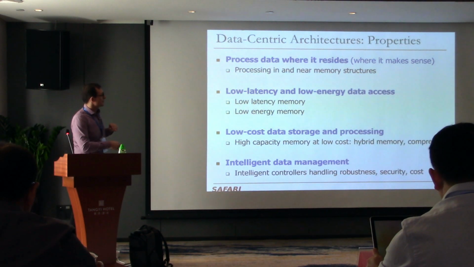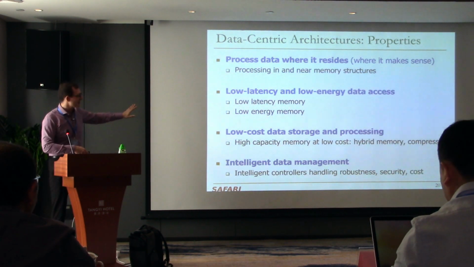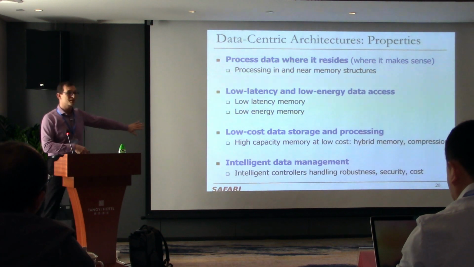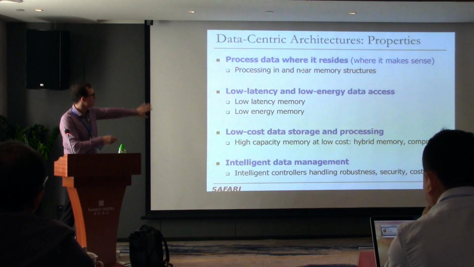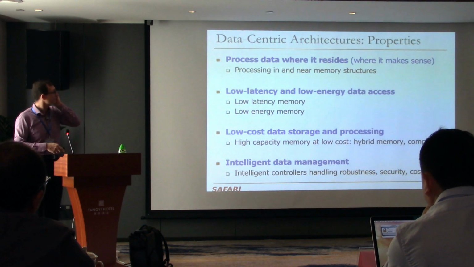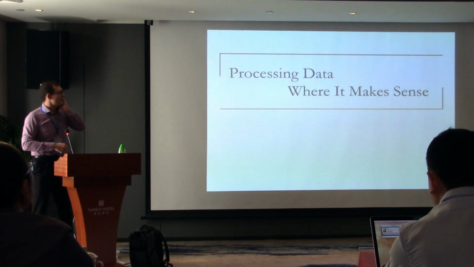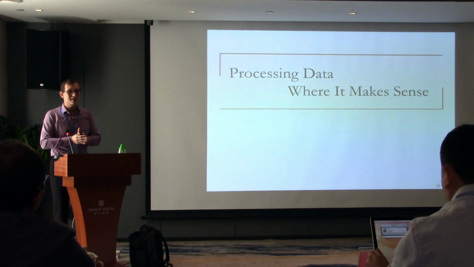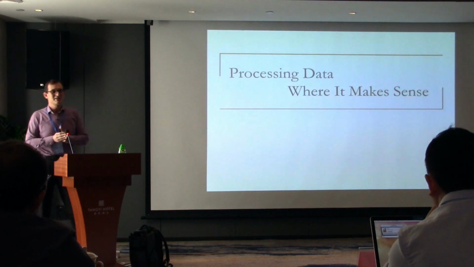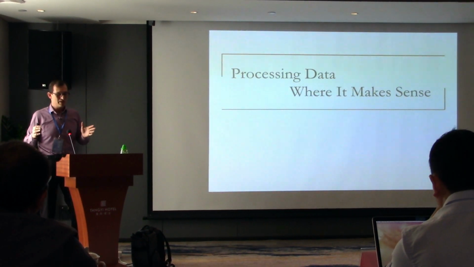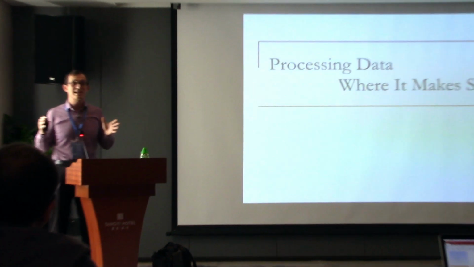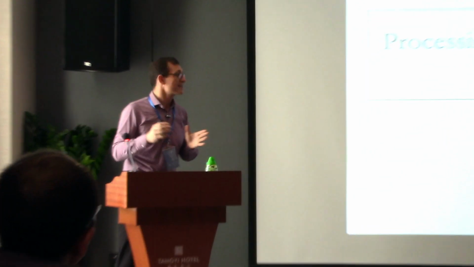On top of this, of course, we need low-cost data storage and processing. I'm not going to talk about that. And intelligent data management, which is actually related to processing data where it resides, but slightly different. But I'm going to focus mainly on the first part over here. So let's jump in. I call this processing data where it makes sense. Basically, this means that we should really process data where we can minimize the data movement and energy and latency to access the data.